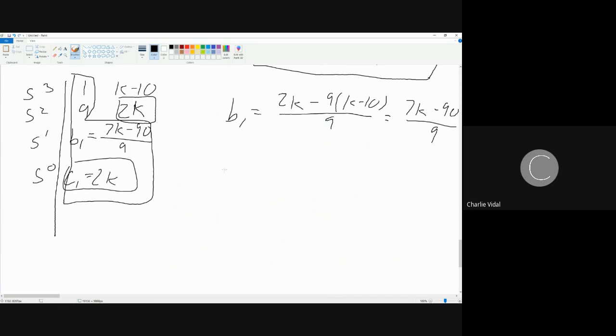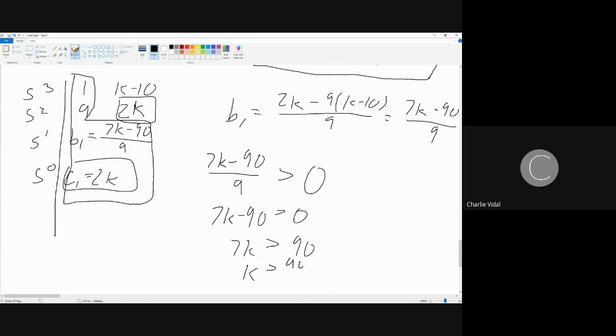So for the first one, 7k minus 90 over 9, we set that greater than 0. If we multiply 9 by 0, that is 0. So it's going to be 7k minus 90 greater than 0. If we add 90, 7k is greater than 90. Simply, we just say k is greater than 90 over 7.